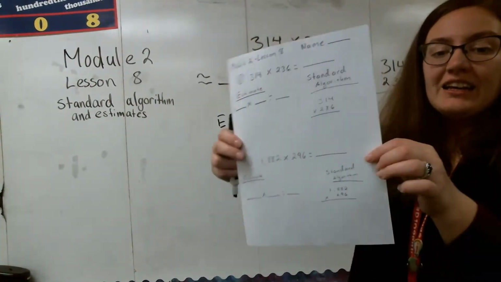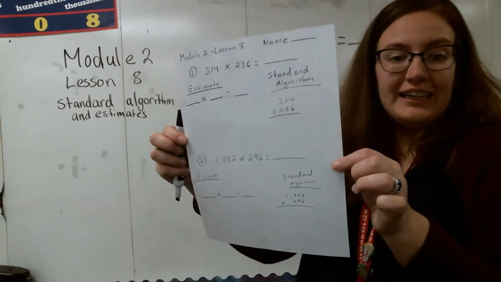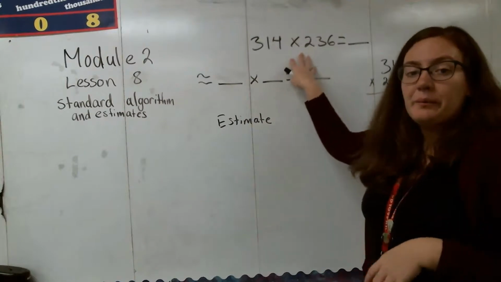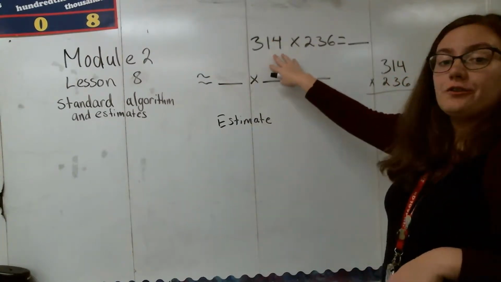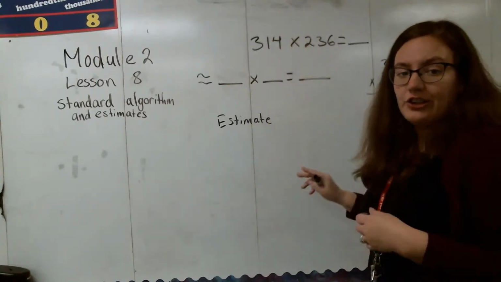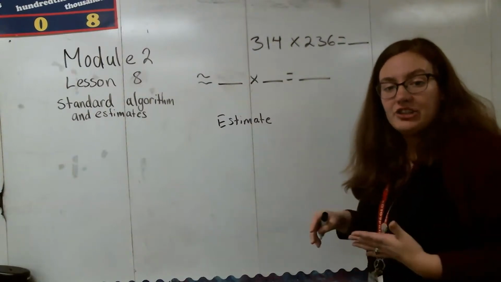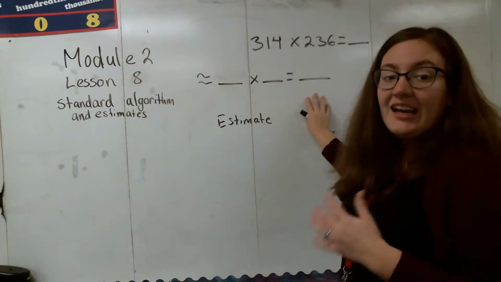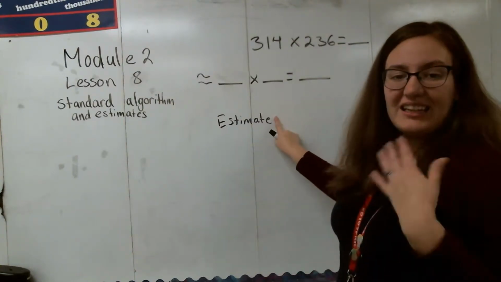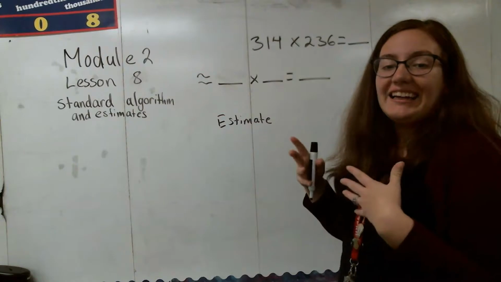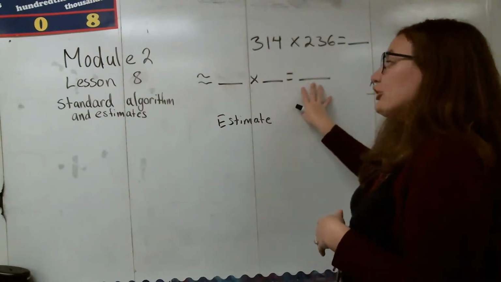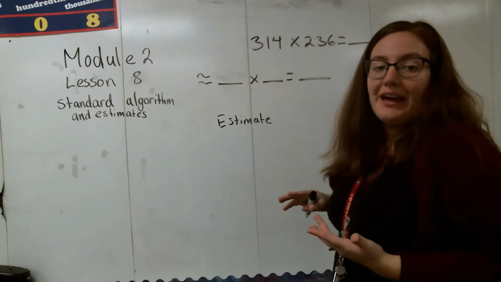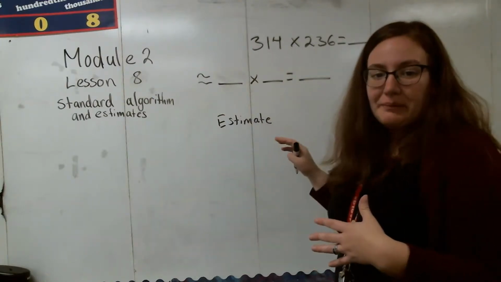You should have this sheet in front of you right now, and we're going to be starting on problem 1. So with problem 1, we are going to be multiplying 314 times 236. Now, a strategy that we can use to help us figure out if our answers make sense or not is we can get an estimate. And an estimate is kind of like a guess as to what our answer should be. But I don't want to just pick random numbers in my head and multiply them and think, okay, maybe that's going to be my answer.